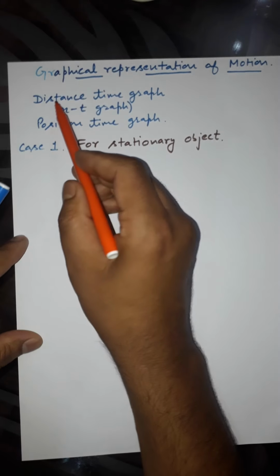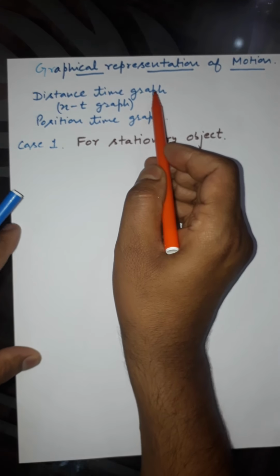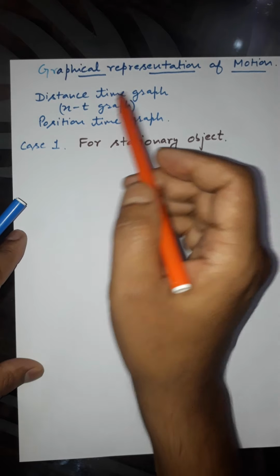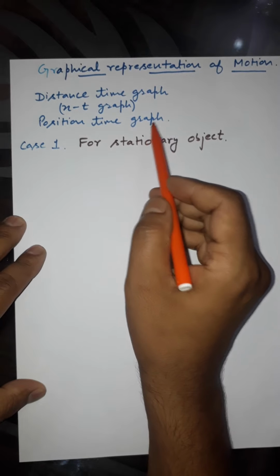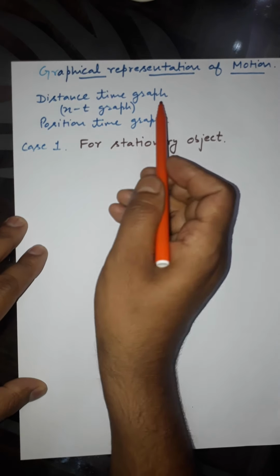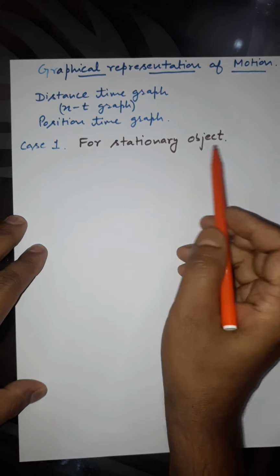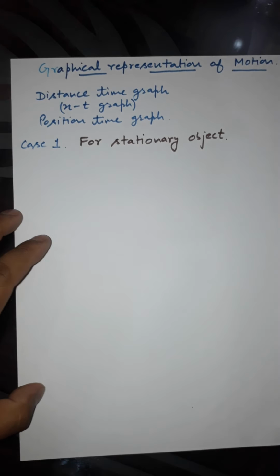Okay, so we are going to start graphical representation of motion. So first of all, we have distance time graph. Distance time graph is also known as xt graph or the position time graph. So we are going to draw distance time graph for stationary object. Before drawing it, let us consider the example of stationary object.